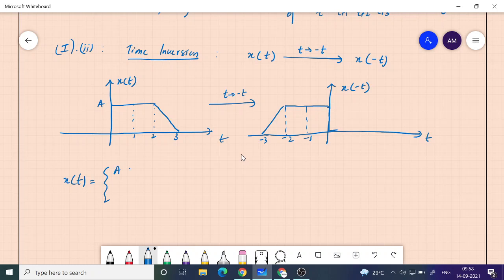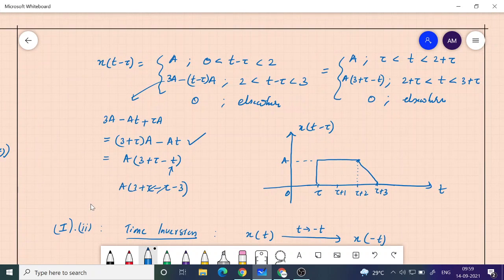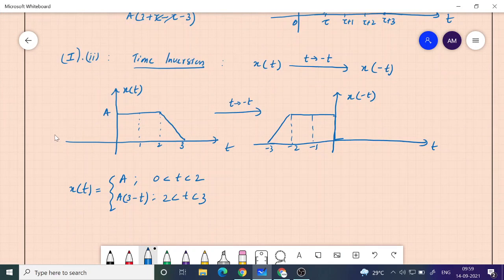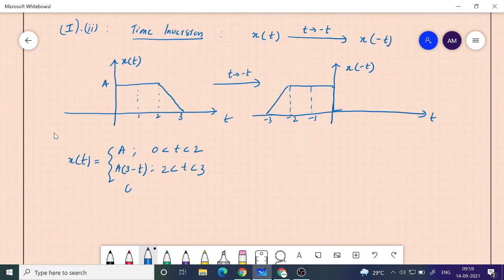That is, it is equal to A for time between 0 and 2, and then what was it? A into 3 minus t, right? Between 2 and 3. I hope this is what we have done. A into 3 minus t, yes, and then 0 elsewhere.